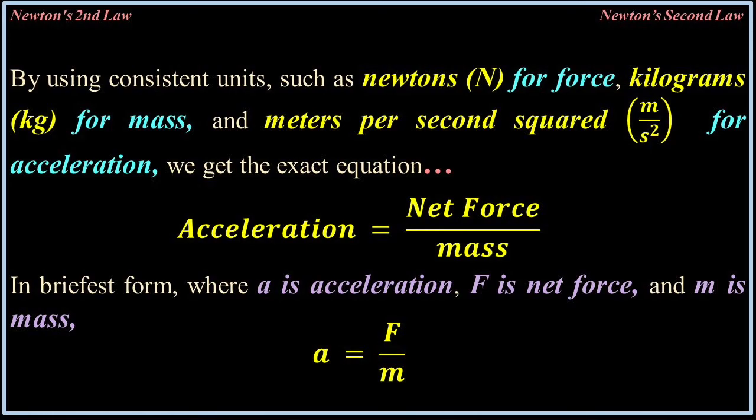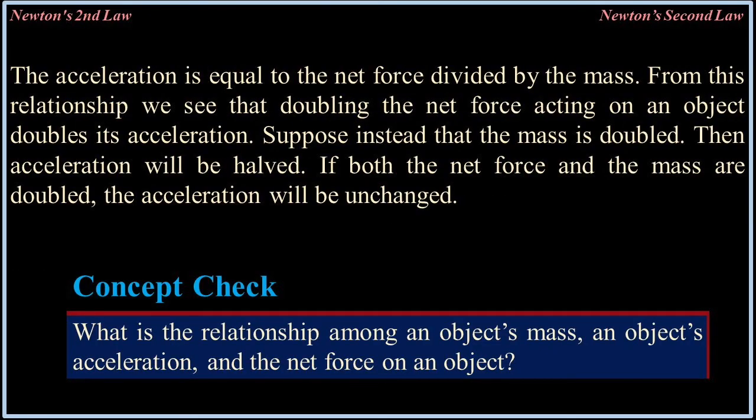By using consistent units such as newtons, N, for force, kilograms, kg, for mass, and meters per second squared for acceleration, we get the exact equation. Acceleration equals net force over mass. In briefest form, where a is acceleration, F is net force, and m is mass, a equals F over m, or simply F equals ma. The acceleration is equal to the net force divided by the mass.